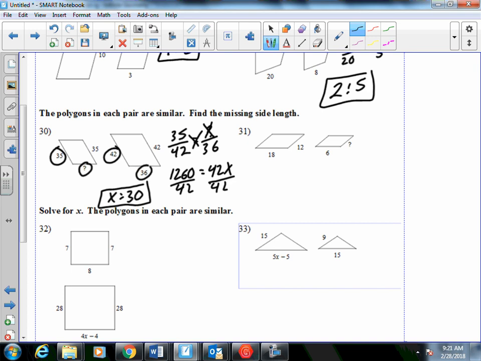All right, then 31, same principle. 6 and 18, so 6/18 is going to equal question mark or x over 12. So cross multiply. So 6 times 12 is 72. It's going to equal 18x divided by 18. Our x is going to be 4 there.